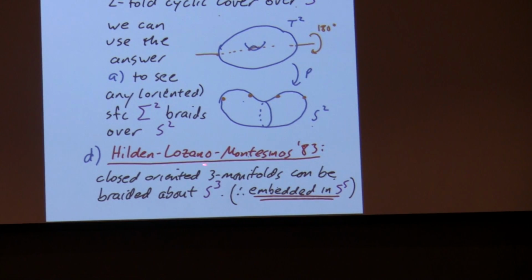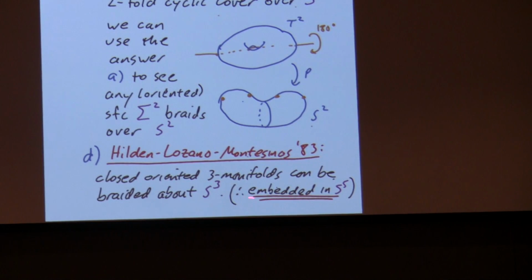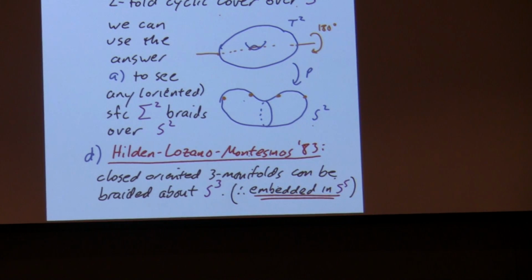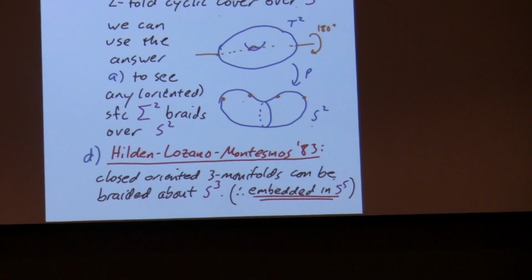And what they were really trying to do is give a different proof of the Hirsch theorem that you can actually embed oriented three manifolds in S5, and they succeeded using branch covers in these braided embeddings. So again, this is maybe the first hint that you might study general embedding problems by using these braiding ideas.